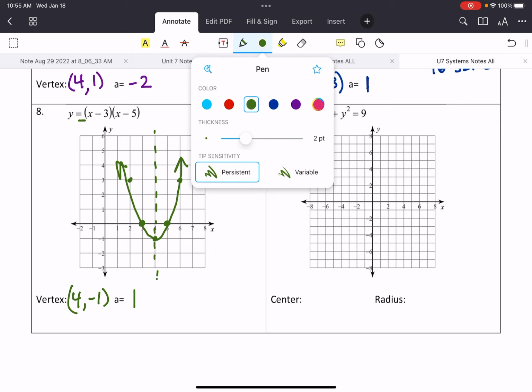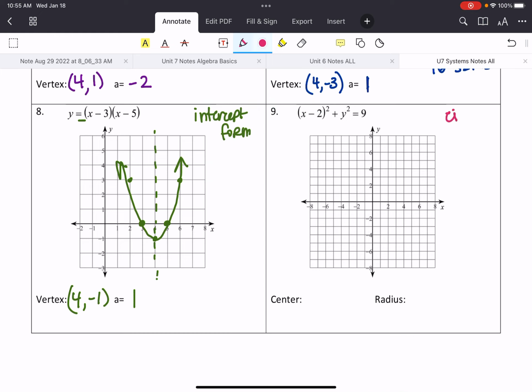Okay, lastly, we have a circle. And we know it's a circle because we have x squared and y squared. This is what we learned in our last lesson. The center of our circle, remember, it changes signs again. So this is 2. There's nothing with the y, so it's 0. The radius, that's r squared, so we need to do the square root of 9, which is 3.